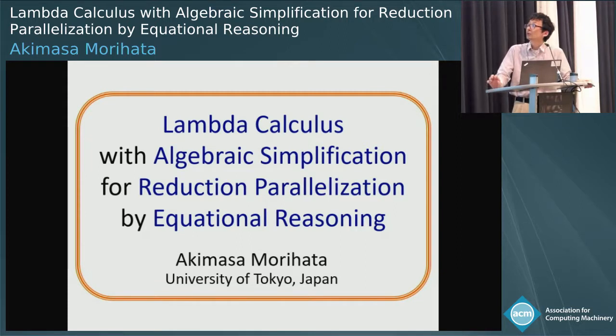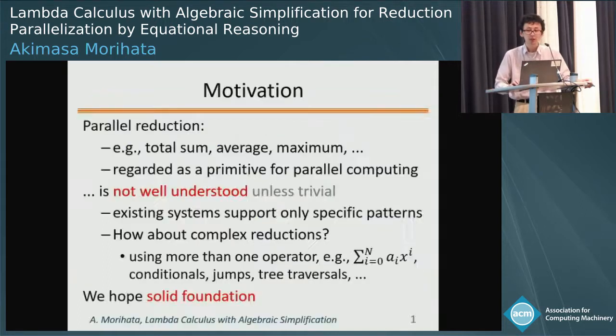The topic of my talk is to introduce lambda calculus equipped with algebraic simplification and to demonstrate that lambda calculus is very useful for developing parallel reductions by equational reasoning. Our motivation is to understand and formalize parallel reductions. Parallel reduction is widely used for calculating a total number, average, maximum value and something like that, and is often regarded as a primitive for parallel computing.